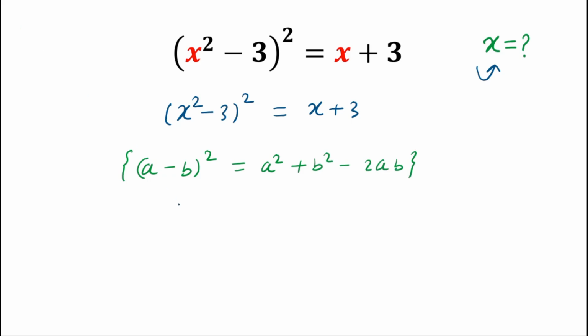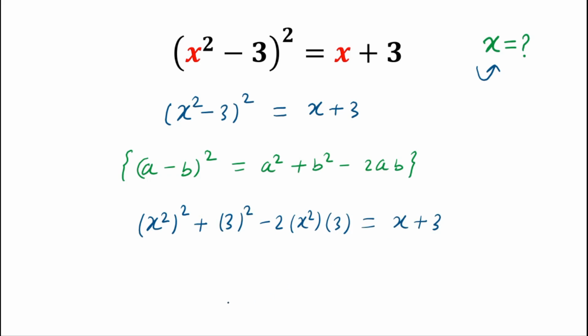Then the left hand side is (x²)² + 3² − 2 times x² times 3, and this is equal to x + 3. (x²)² is x⁴, plus 3² is 9, minus 3 times 2 is 6x², and this is equal to x + 3.